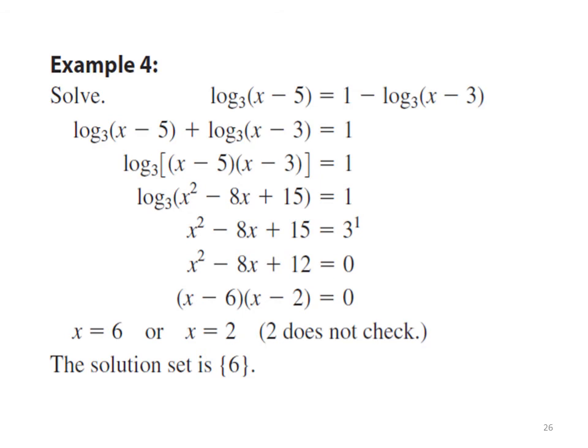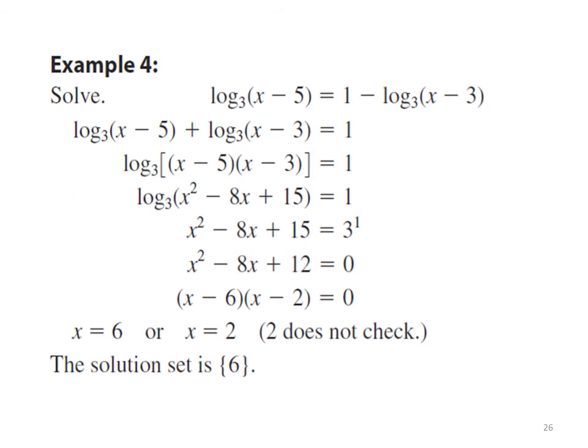Now use the properties: the sum of the logs is equal to the log of the product, where the left hand side becomes log x minus 5 times x minus 3 to the base 3. If you multiply, you will get log x squared minus 8x plus 15 to the base 3 is equal to 1. Now what that means is that the argument x squared minus 8x plus 15 is equal to 3 to the 1. That's from the definition of the log, which is equal to 3.